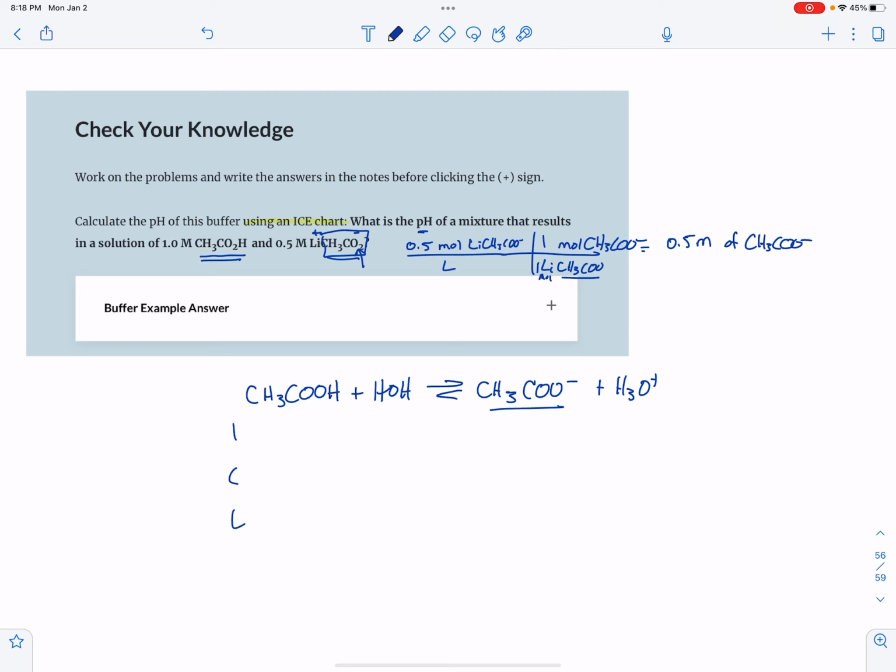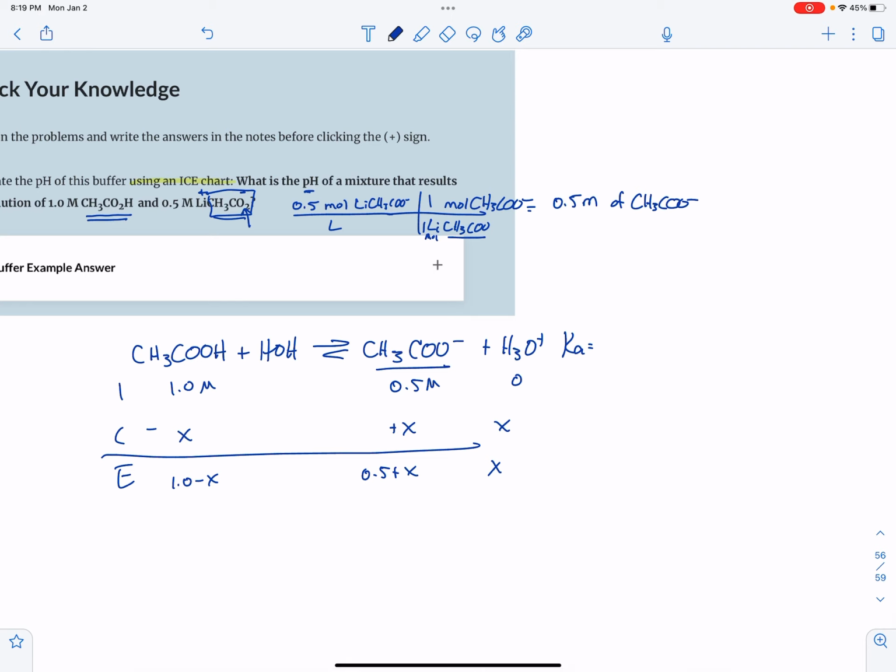So that's my molarity of the CH3COO minus. So I'm going to fill this in like this, ICE. Initially, I have 1 molarity of this, and I have 0.5 molarity of this. I'm going to subtract, I'm going to use X. Had a moment there. I think everyone does. So I've got 1 minus X, and I have 0.5 plus X, and then I have X. Then my K value, I know the K value is 1.8 times 10 to the minus 5th. So I already know that. This is my products, which is my CH3COO minus, times the other product, H3O plus, over CH3COOH.